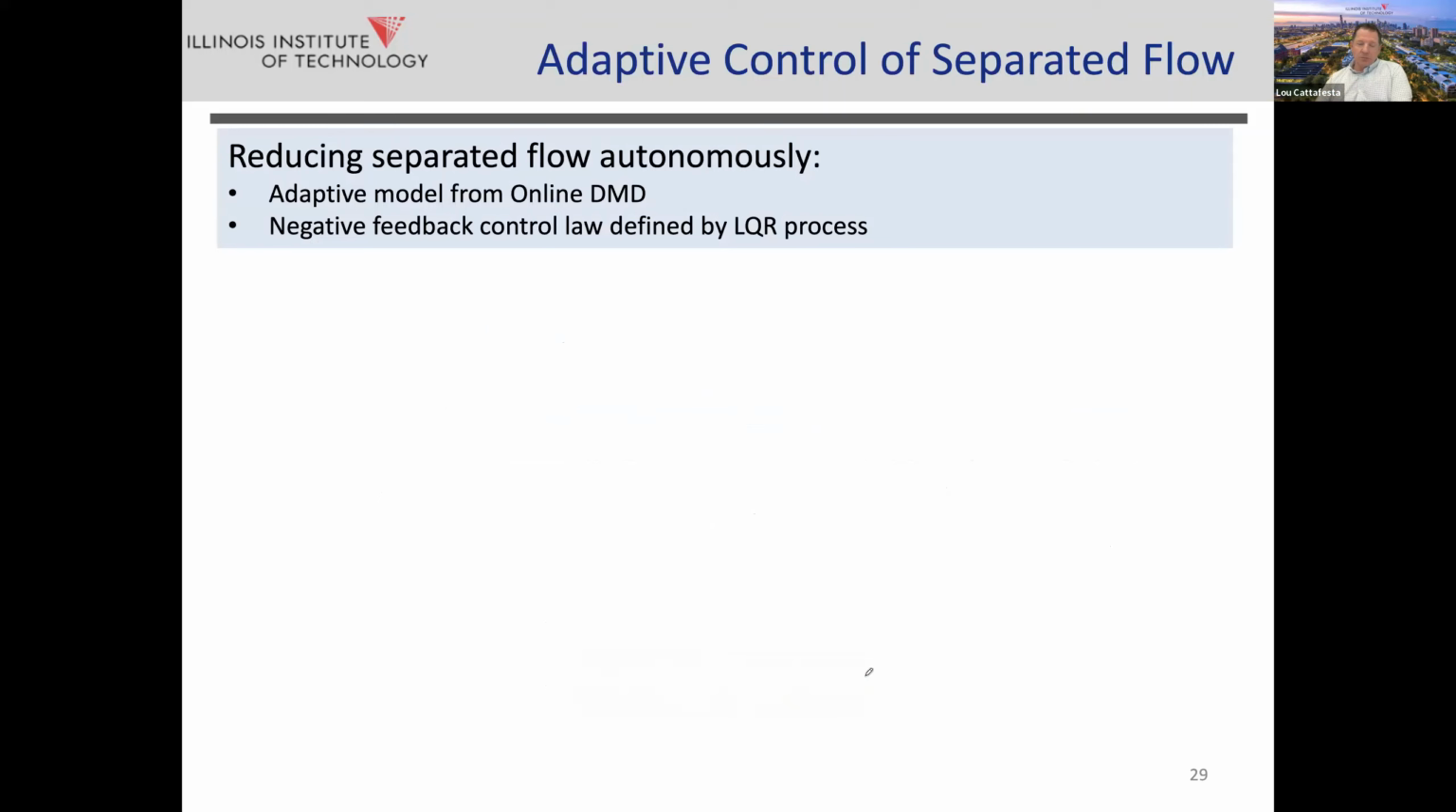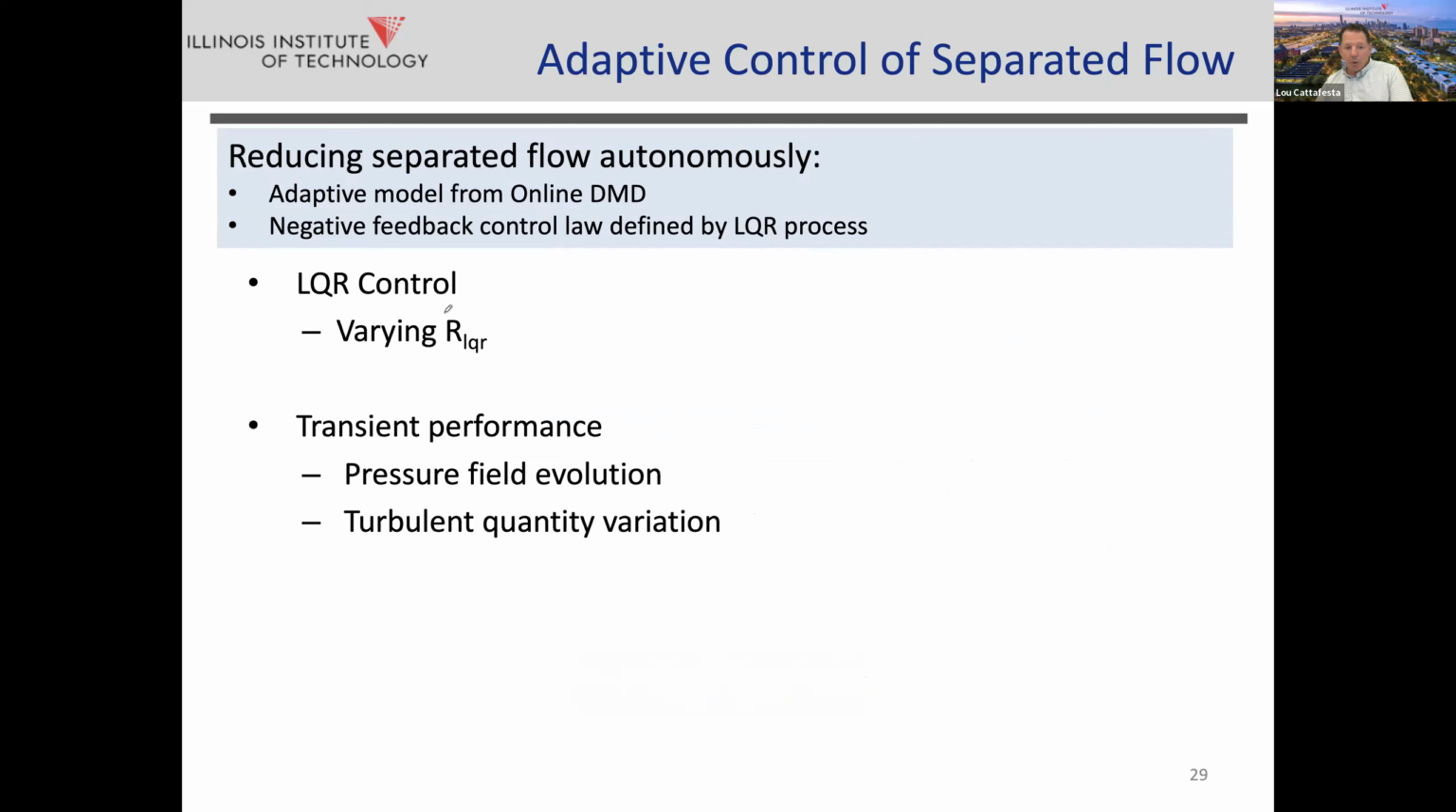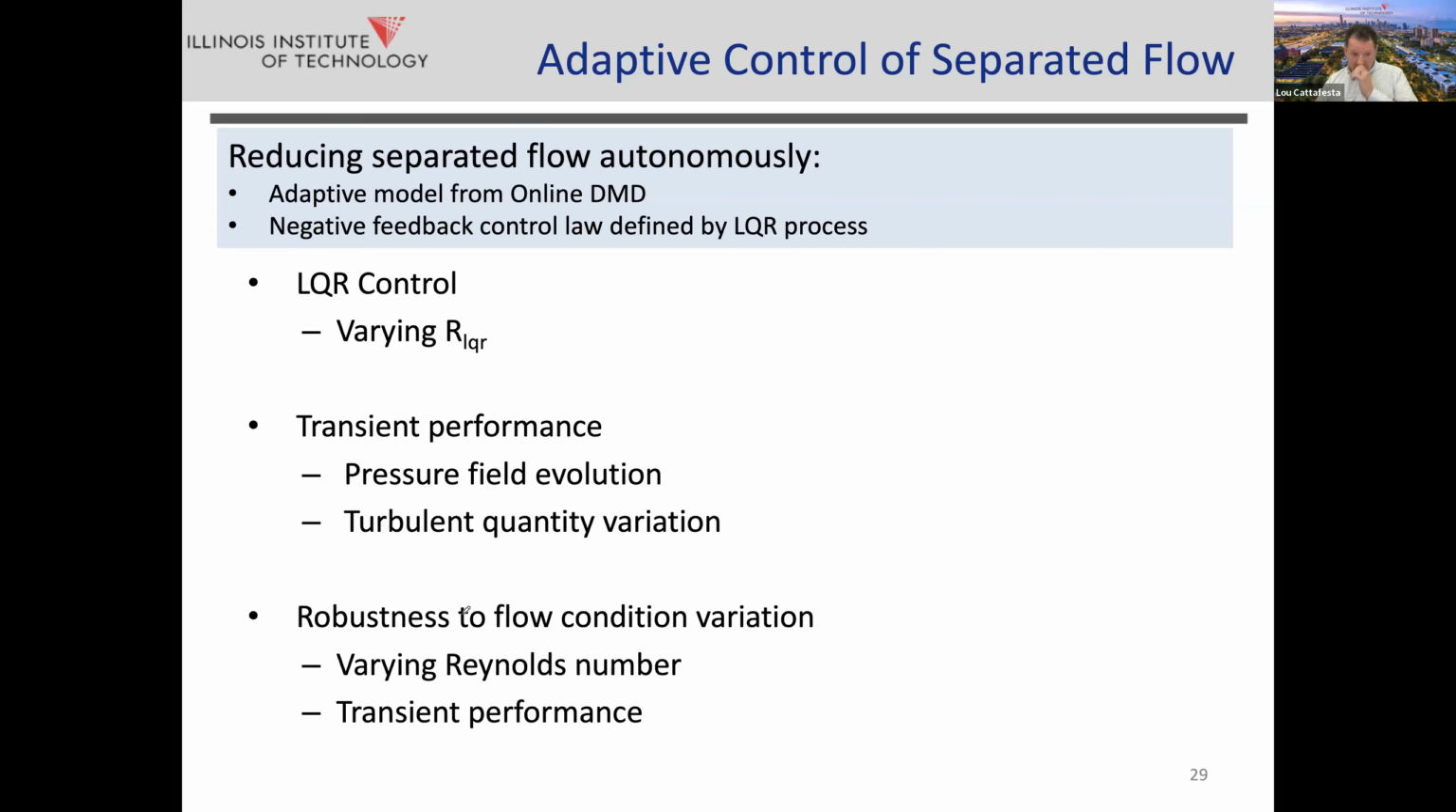We're able to do this online, meaning running it in real time, and we want to now control this. So we're going to use negative feedback using this linear quadratic regulator approach. And I'll talk about how we adjust the weighting of the penalty term associated with the actuator. I'll then talk about how fast this works, how quickly we can establish control. And finally, I'll show you some results where we ask, what happens if we actually change the flow condition? What if we change the Reynolds number, increase it or decrease it? How does it work there, and how fast or slow does it work?